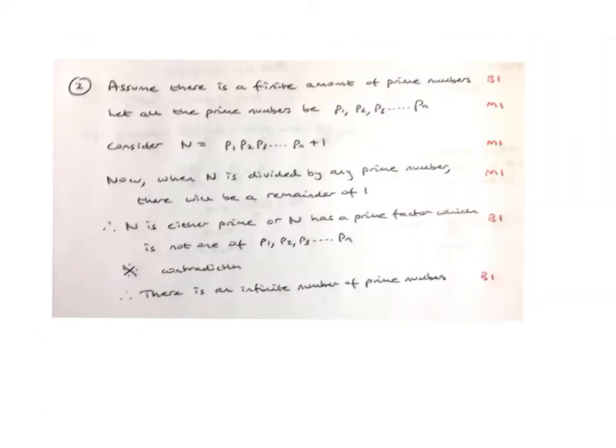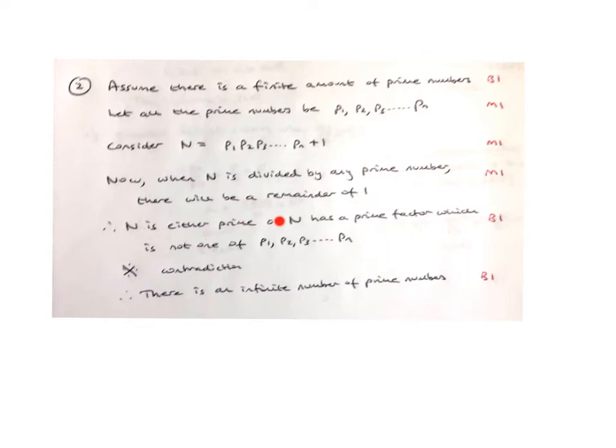Question 2 is a proof by contradiction. So firstly, we'll assume that there is a finite amount of prime numbers, not an infinite number. We write out all the prime numbers, there's n of them, and then multiply all those numbers together and add 1. Now when that number is divided by any prime number, there's going to be a remainder of 1.